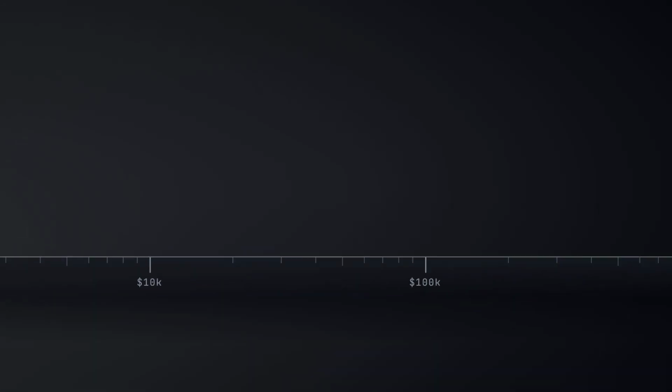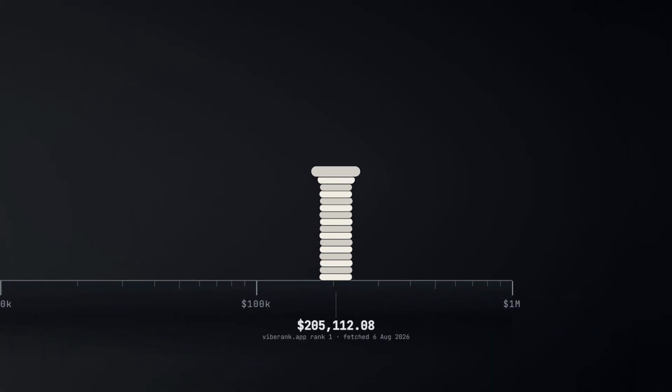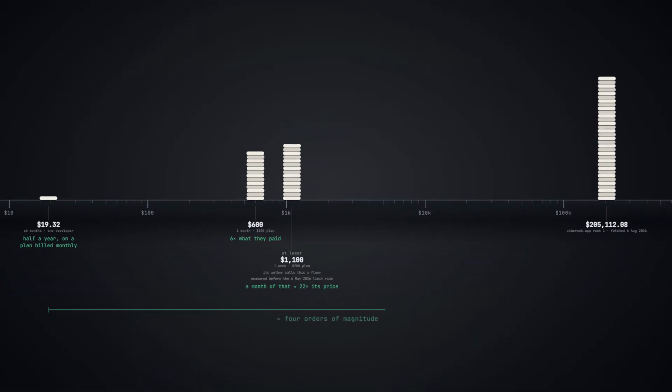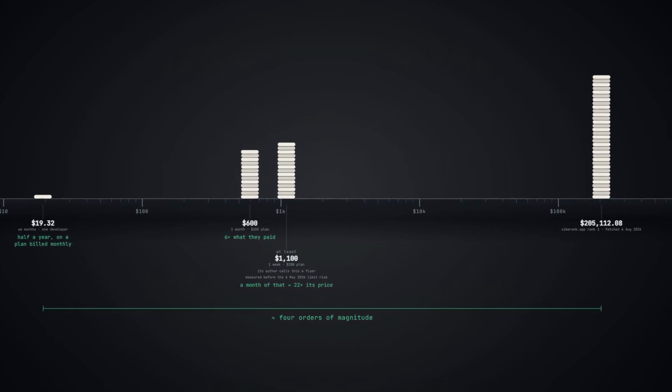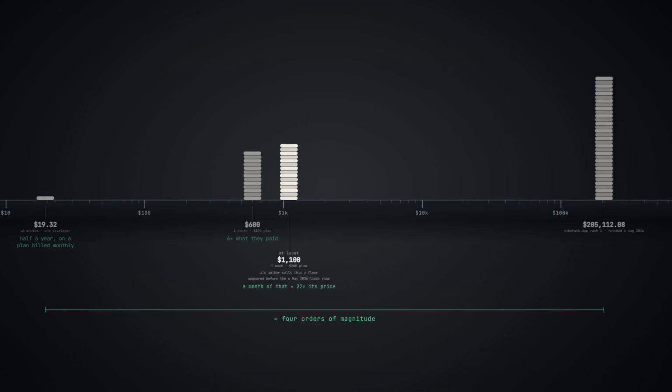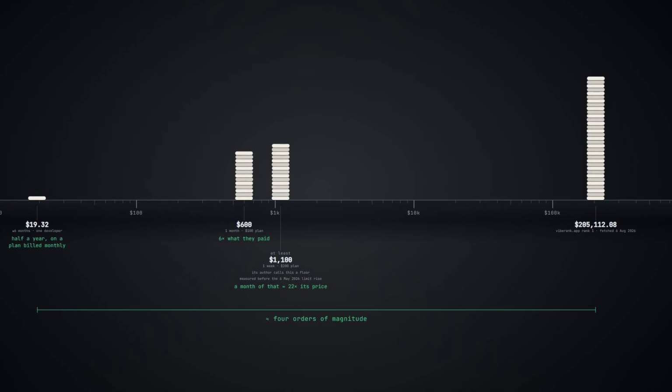Between the smallest and largest figures the same tool has published sits about 4 orders of magnitude, and everyone inside that range calls themselves a user of the same product. So whether the plan is a bargain, a wash, or a waste depends on which of those people you turn out to be. What does it take to reach the top of that range?